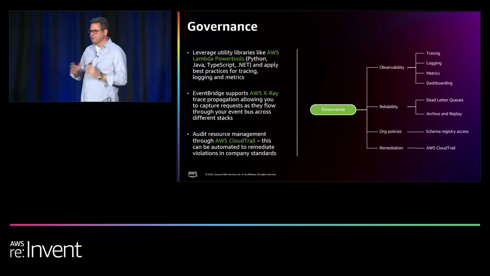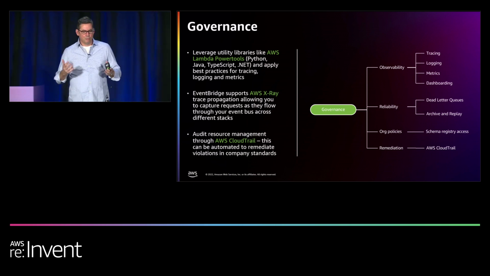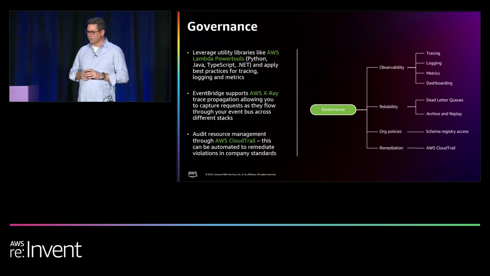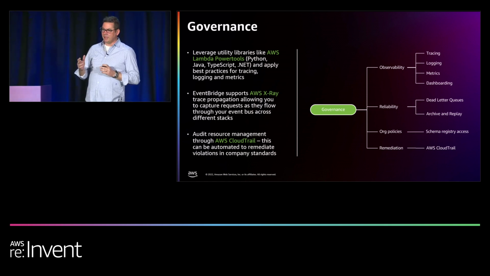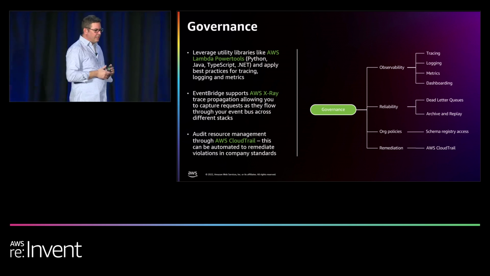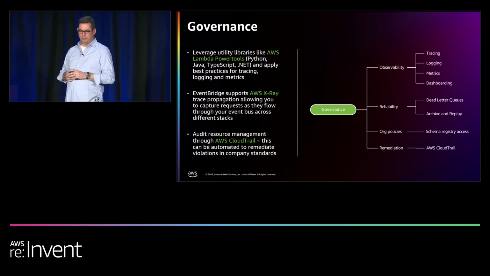Now, governance is also a big part of your event-driven integration, and there's a lot more to this than I've been able to brain dump here today. But here are a few key takeaways. Now, observability is a key to operational success, irrespective of the type of architecture that you're building.